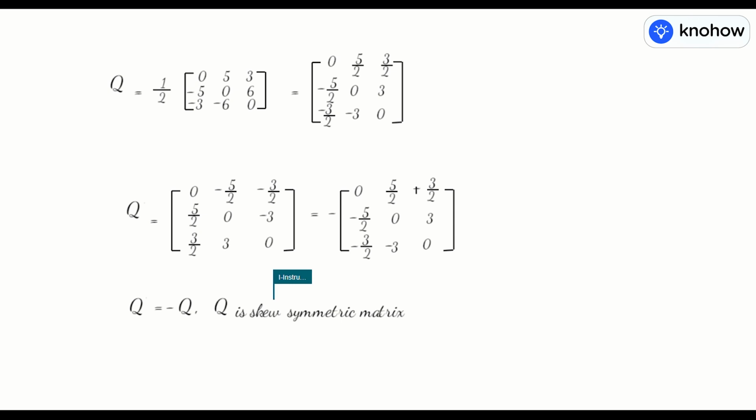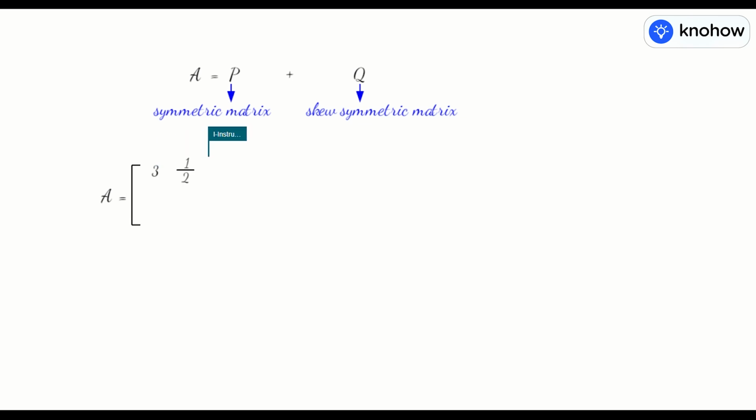So what do you find here? That A can be expressed as P plus Q, where P is a symmetric matrix and Q is a skew symmetric matrix. So now finally, for answer, I should write A equal to the value of P and Q. What is the value of P? The value of P is 3 half, minus 5 by 2; half, minus 2, minus 2; and minus 5 by 2, minus 2, 2.